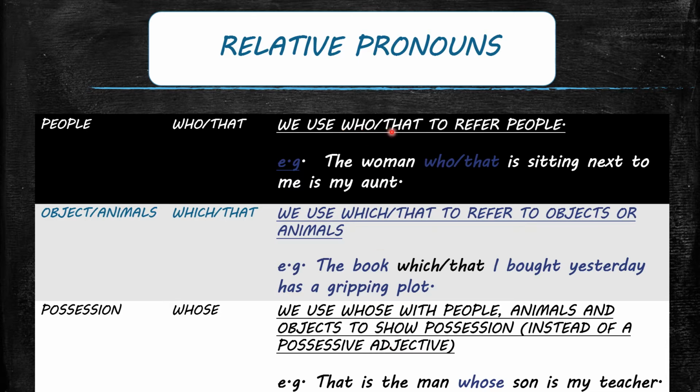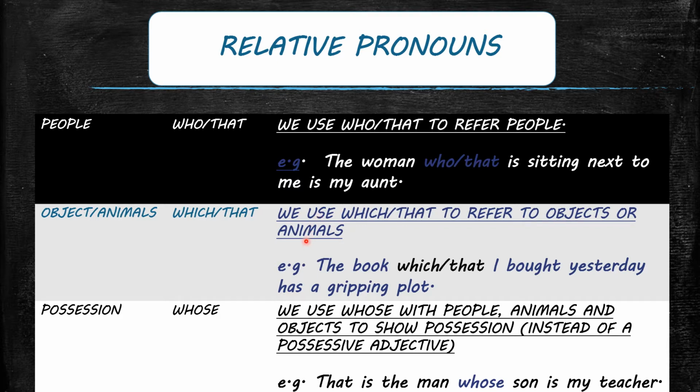We use who or that to refer to people. Example: the woman who or that is sitting next to me is my aunt. In this case, who or that identifies the woman. Who is this woman? And we can use who or that in the same way.